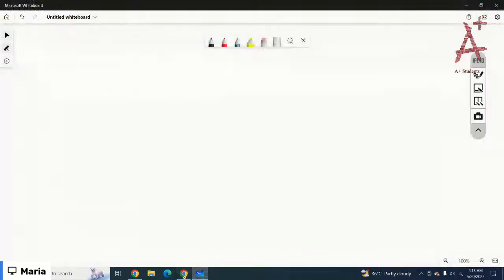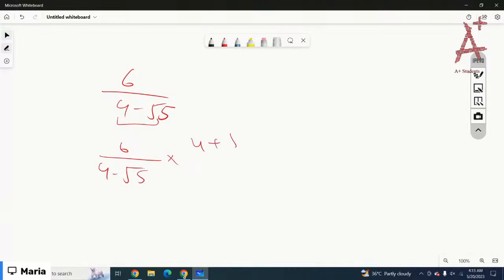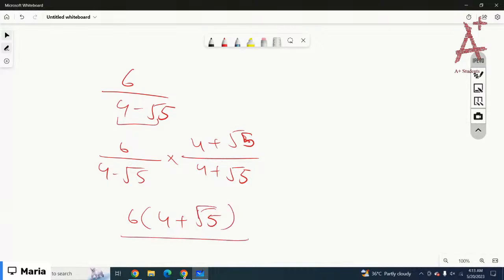Okay, the next one is 6 divided by 4 minus square root 5. So you have to rationalize. So here you have 4 minus square root 5. That means you are going to divide and multiply by the conjugate. That would be 4 plus square root 5. So you have to multiply 6 by this one. And you can write 4 minus square root 5 and 4 plus square root 5.